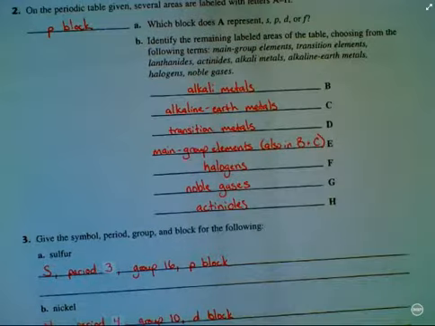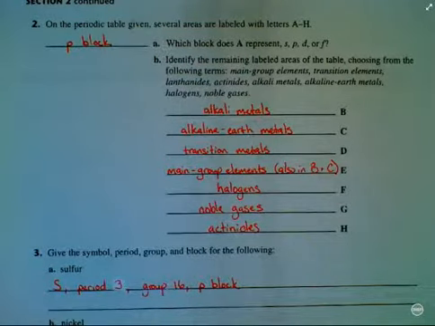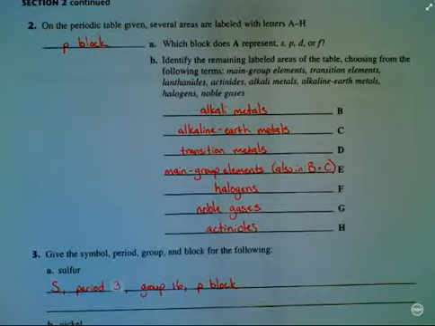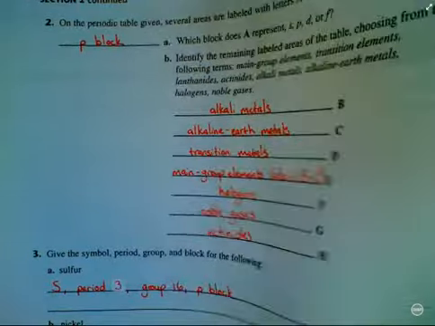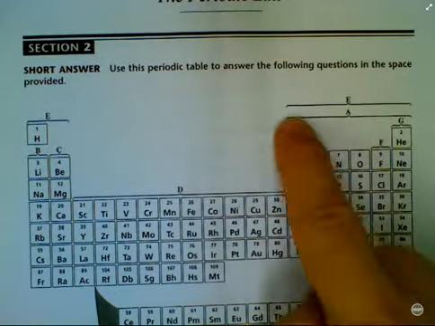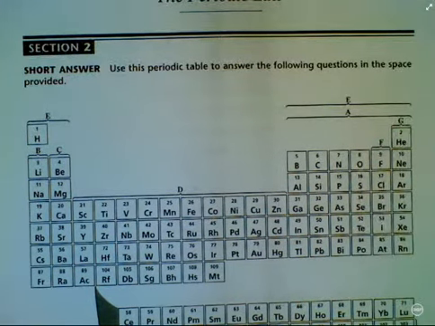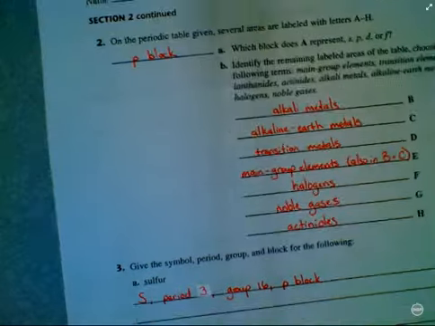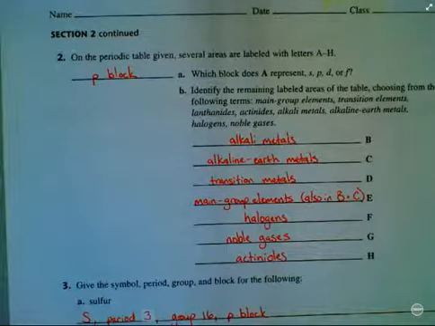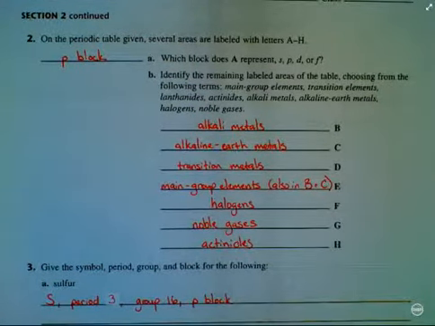All right. Which block does A represent? S, P, D, or F. Do I see A over here? A represents the P block. If you want to get really, really sassy, you could say, with the exception of helium. Helium is in the S block. But we're not sassy. Let's just move on to B.